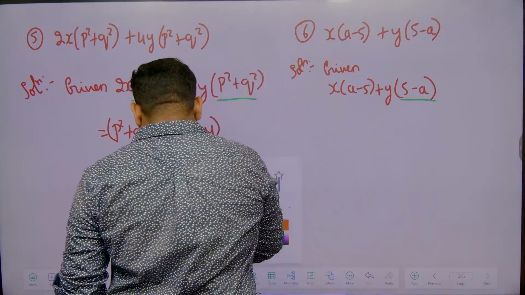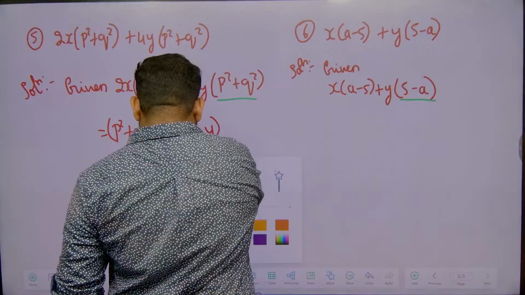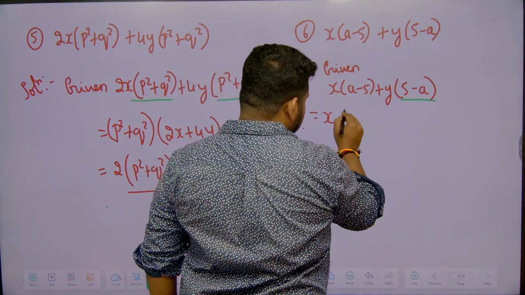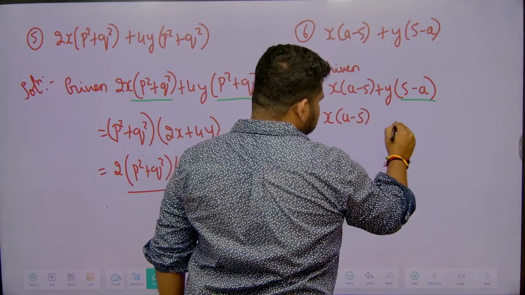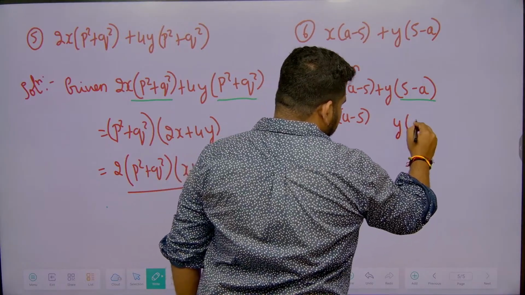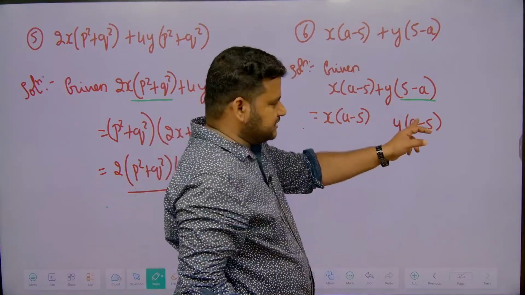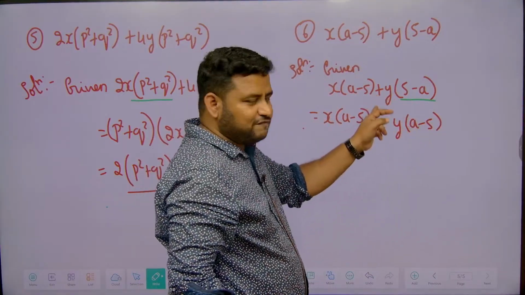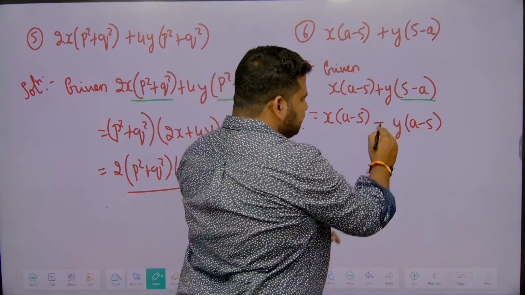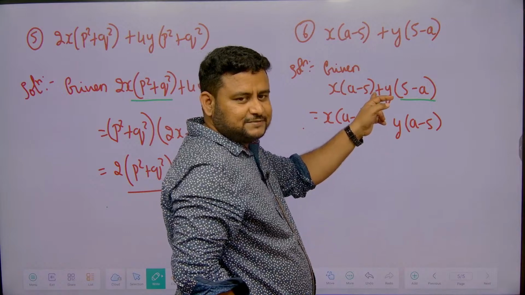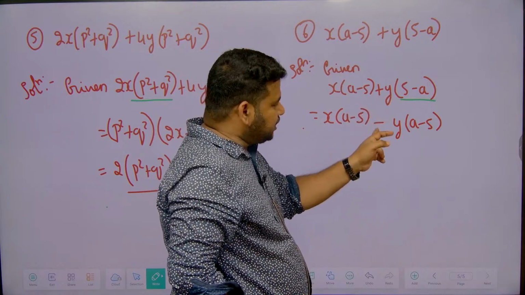So next step what can I do? Next step it will become what? See here. This will become x into a minus 5. This also you write what? y times a minus 5 only you write it. Same like this you will write it. Instead of 5 minus a you will write a minus 5. But instead of plus what will you write? Minus. Suppose here it was minus already, then you will write plus. Earlier it was minus means it will become plus. Earlier it is plus now, so it will become minus.